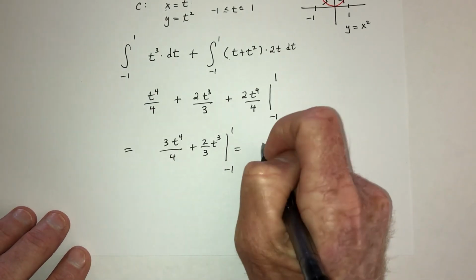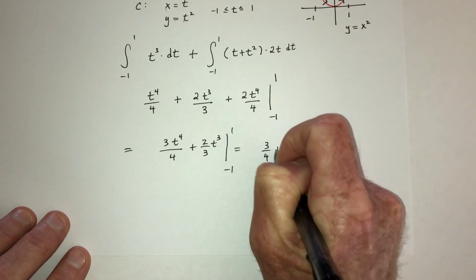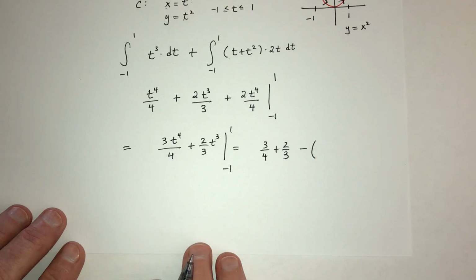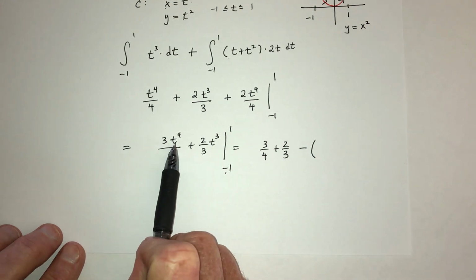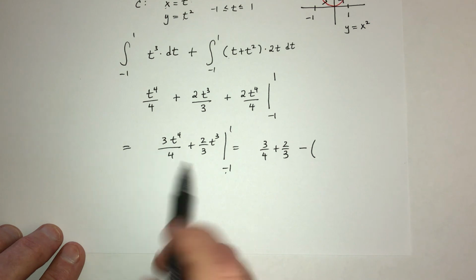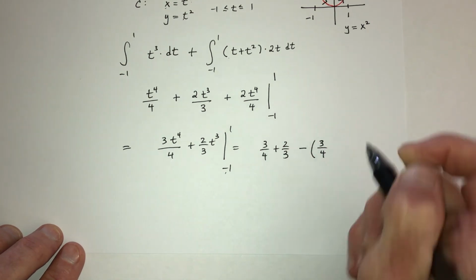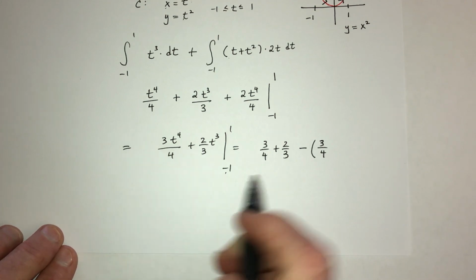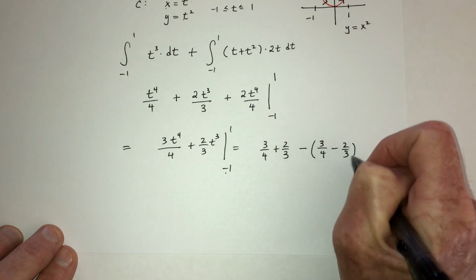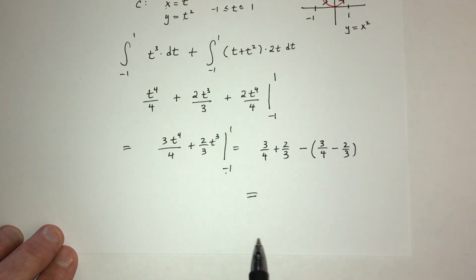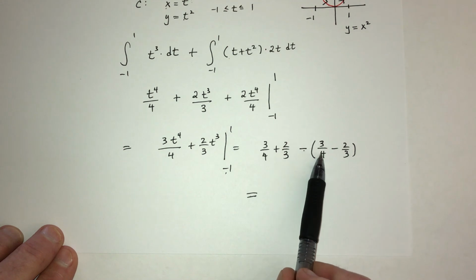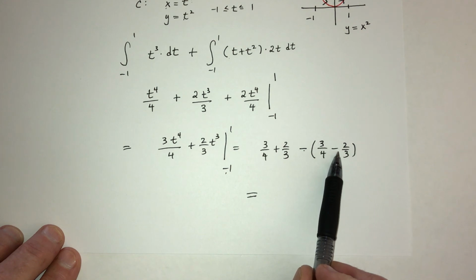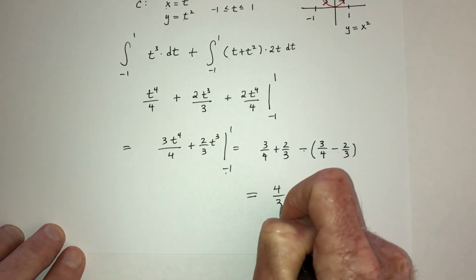Substituting the 1 means that's going to be 3/4 plus 2/3. Now substitute the -1. When you substitute the -1, this is going to get rid of the negative. It'll just give you a 3/4. When you substitute the -1 right here, -1 cubed is -1, so this will be -2/3. Which means this says 3/4 minus 3/4, so that is gone. But then this will be 2/3 plus 2/3, which equals 4/3.